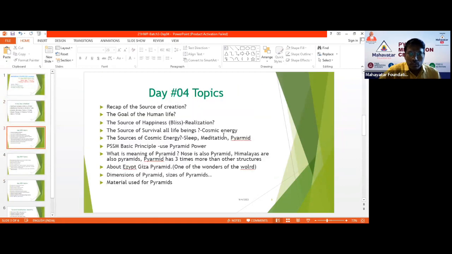So let's start today's topic, the pyramid power. Before going to the pyramid power, my dear friends, let's recap what we discussed yesterday, the source of creation. As we all understood, the creation happened from Supreme Intelligence, Paripurnatma, Paramatma. That happened in two ways. One is Purusha, the other is Prakriti. Under Prakriti, the nature kingdom comes. Under Purusha, the human kingdom comes.